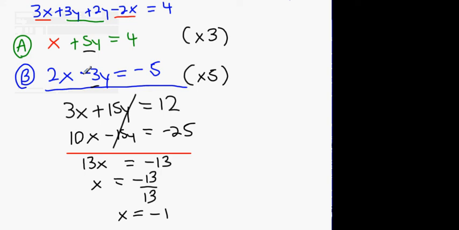Now, guys, we still haven't found out the y value. So, would you like to use A or B to find the y value? A. So, A is x plus 5y equals 4. Replace x with minus 1. Bring the minus 1 over to your side. What goes over to your side?